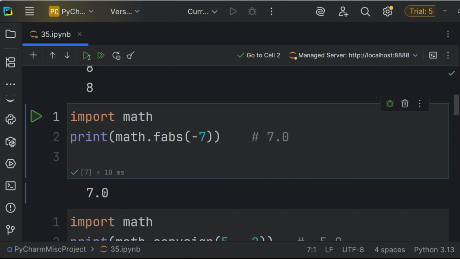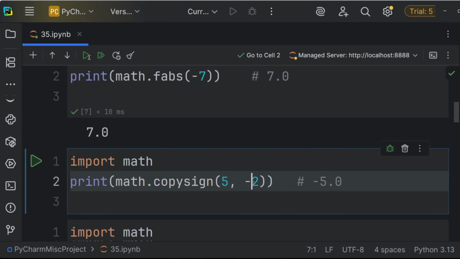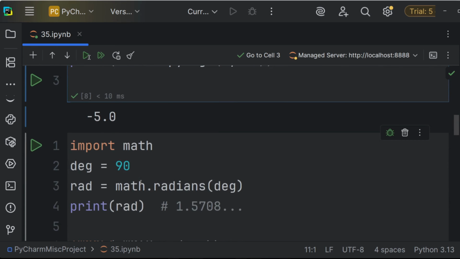Now let's say you want to match the sign of another number. That's what the function called copysign does. Over here, we want to copy the sign of -2 to 5. That's why we put math.copysign 5, comma, and the sign we want, and the number along with it, which over here is -2. So when we run this, as you can see, it prints -5 in the output.